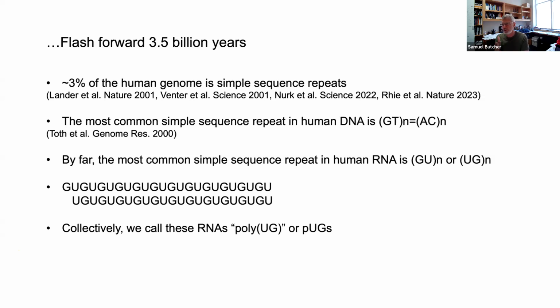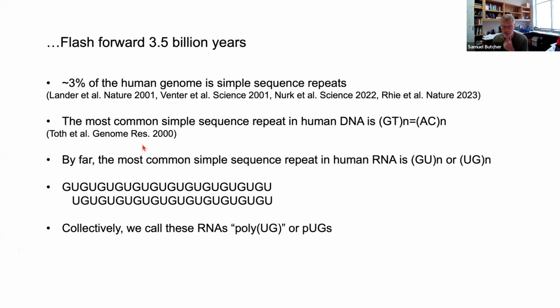So just GT, GT, GT, GT, and AC, AC, AC, AC, where N is the number of repeats. These are equal to one another in DNA, of course, because we have complementary strands. We know that the quantity of G equals C and A equals T, et cetera. So those are always going to be equal in DNA. But in RNA, that's not true. The GT repeats tend to be downstream of promoters, and the AC repeats tend to be upstream of promoters. By far, the most common simple sequence repeat in human RNA is GU or UG.